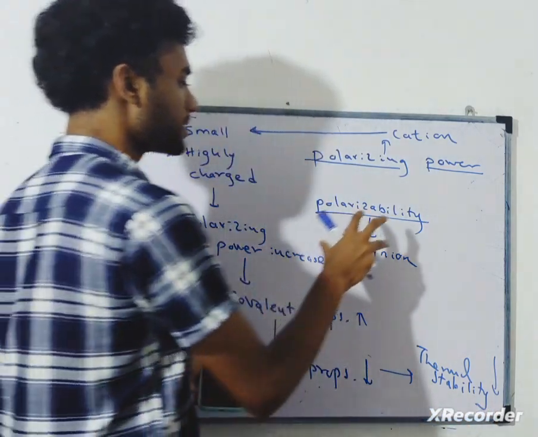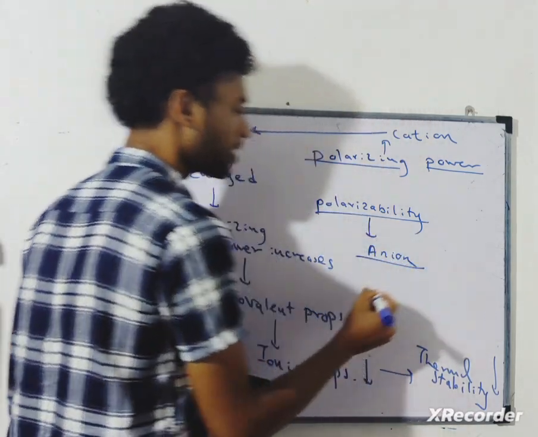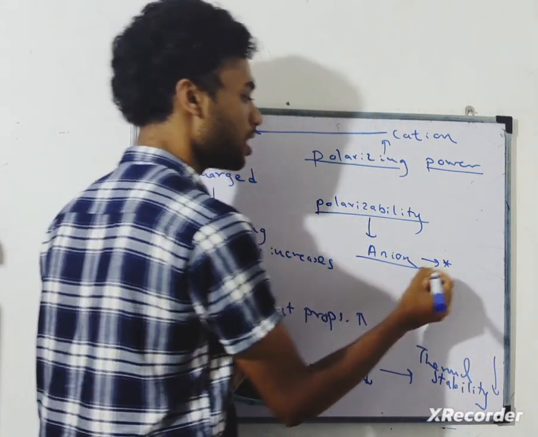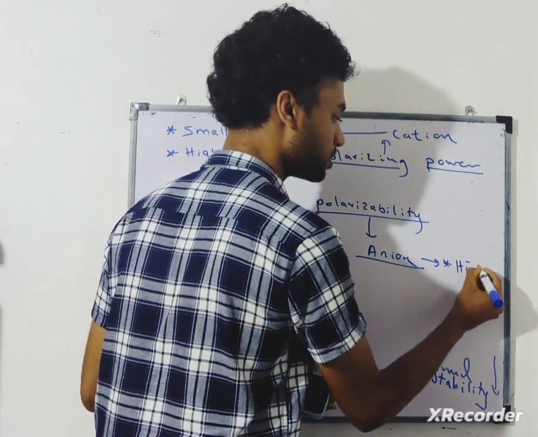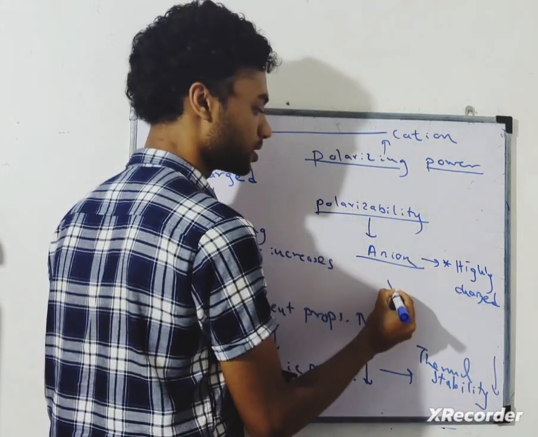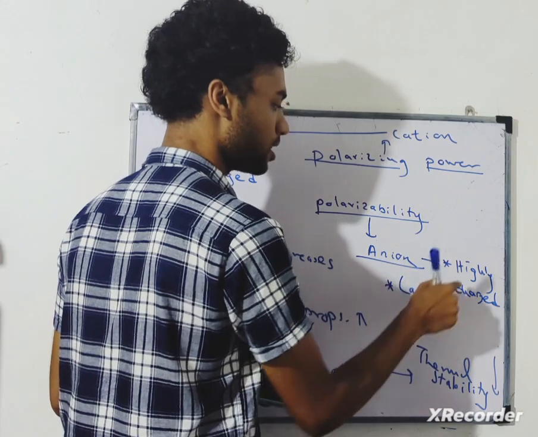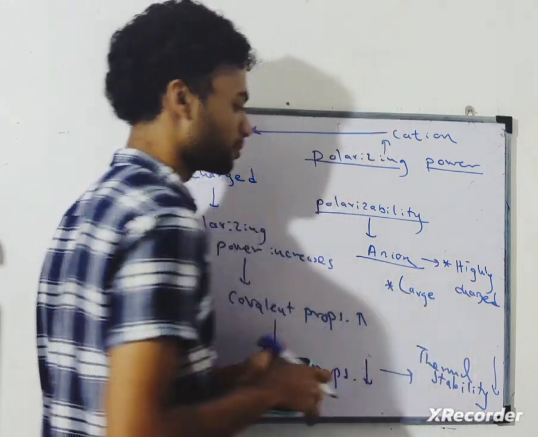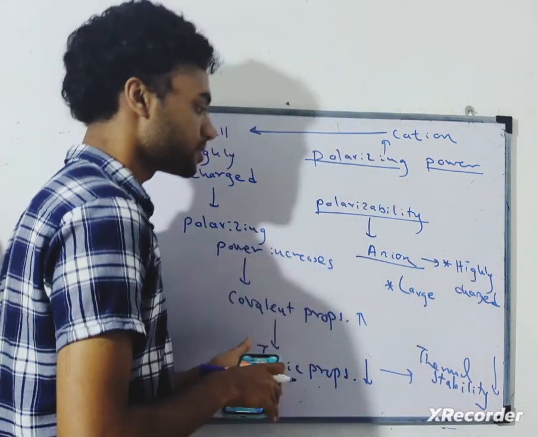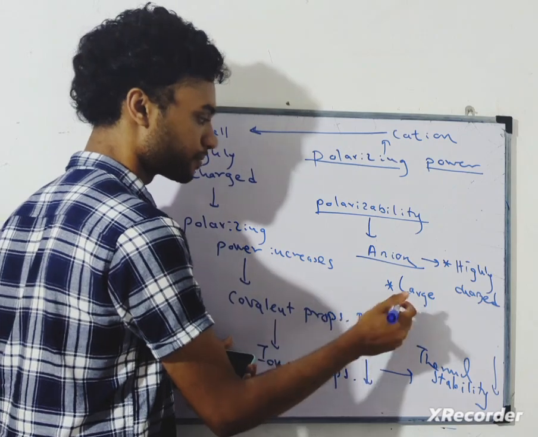When you talk about polarizability, we talk about the anion. When is the anion highly polarizable? When it is highly charged and large. What I mean by highly charged is that it has a higher charge. Is that clear? So when it's highly charged and large, what's going to happen?